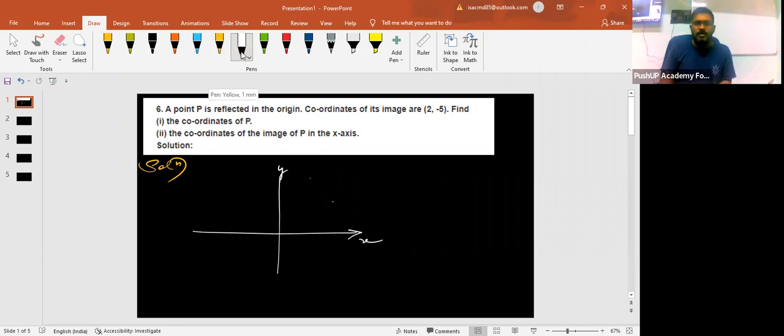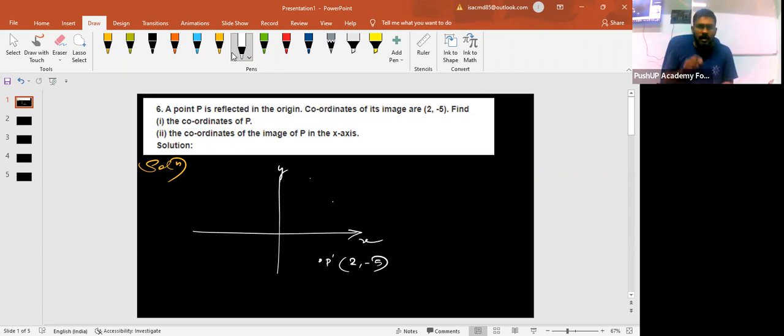Okay, fine. Now, 2 comma minus 5, which quadrant will it be? First, second, third, or fourth? Fourth quadrant is correct, right? Because x is positive, y is negative, it appears in the fourth quadrant. So imagine P dash is over here in the fourth quadrant.